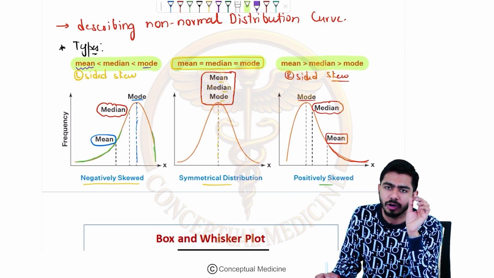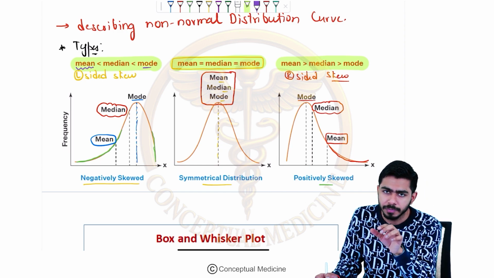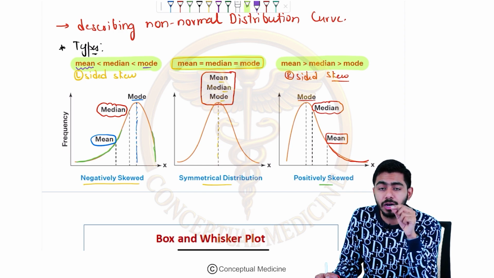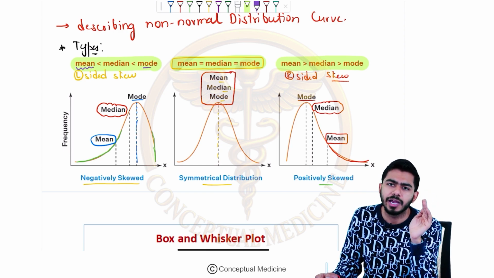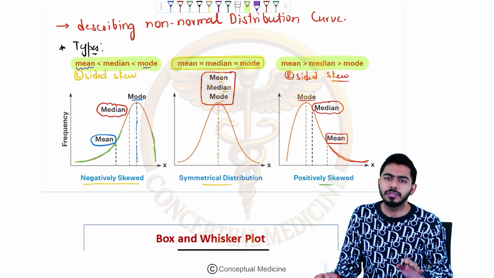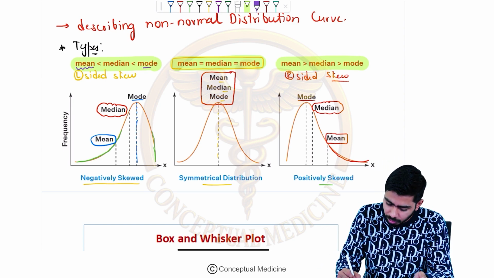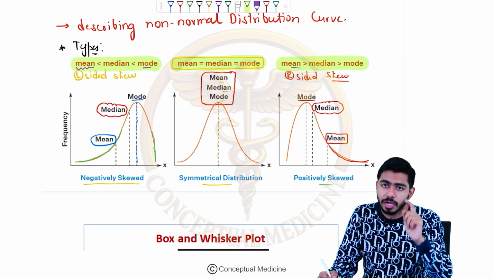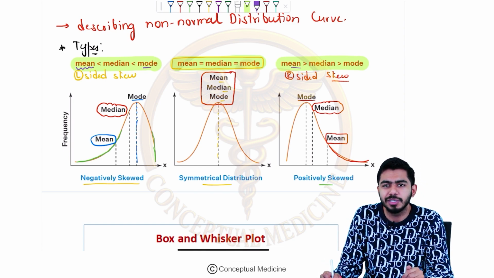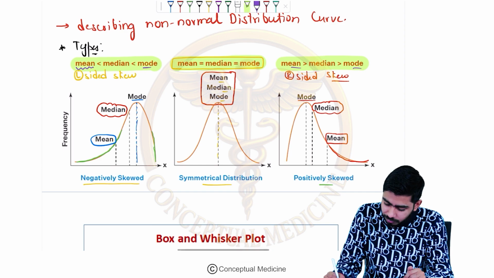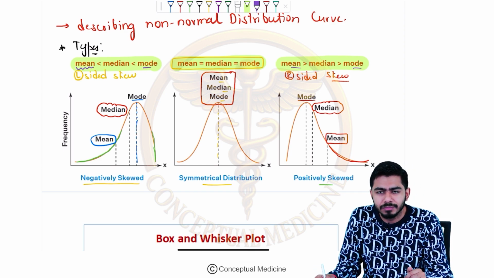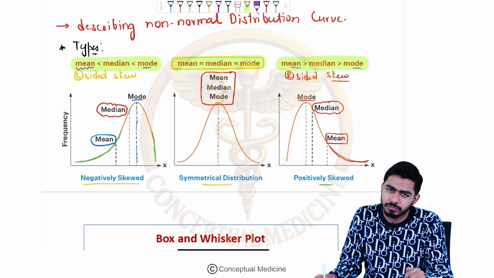So just remember, on the left side mode is the god. It means that mode will have the higher position, right? And just the opposite will happen in the right sided skew. So that's so simple. Over here we can see the mean will have the higher position. Now in this case mean is the god. So then the mode will have the lowest value, right? That's how the nature is.